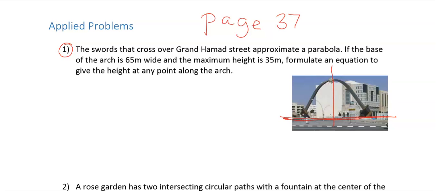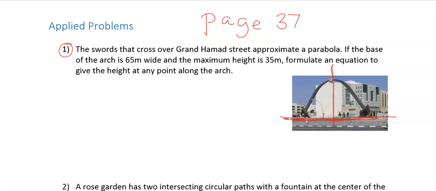So the height, of course, would be from the ground, and that's why we insist that the ground is the x-axis. And we'll put the y-axis right in the center of our parabola as well, right where that maximum height occurs.